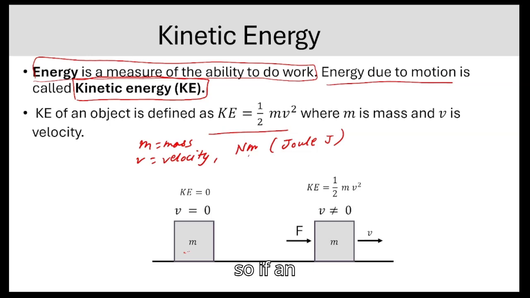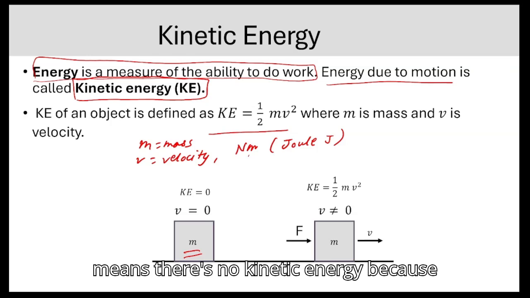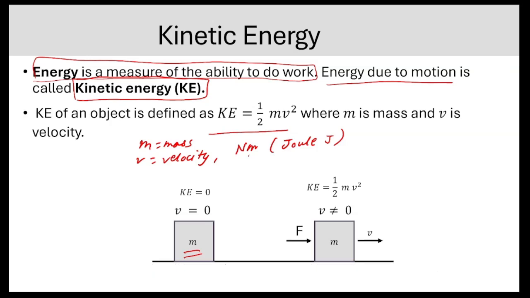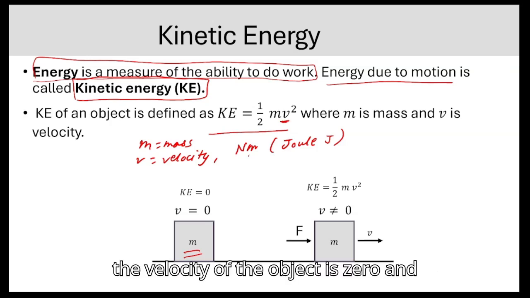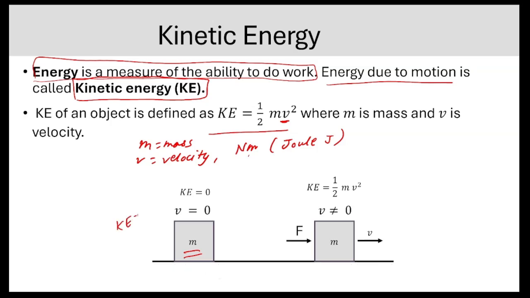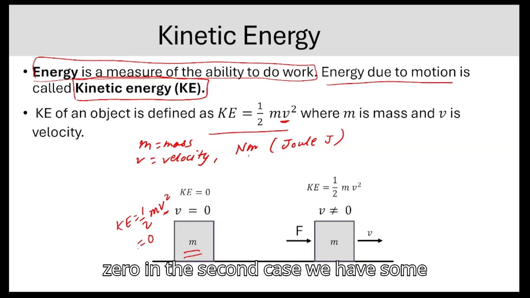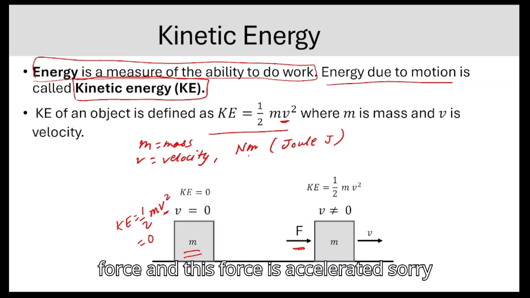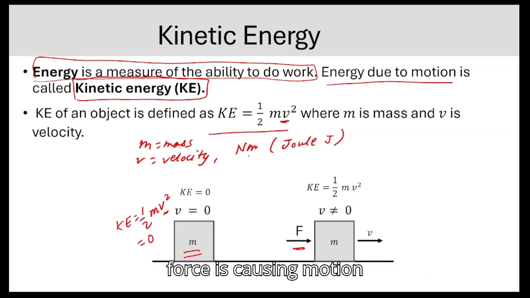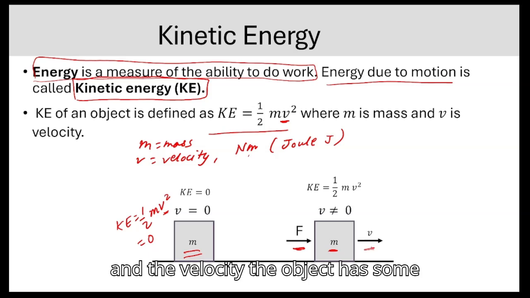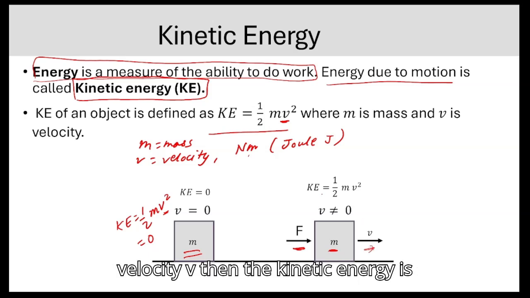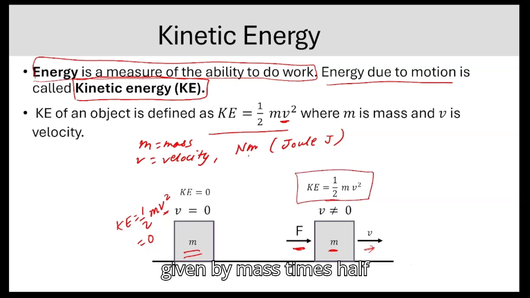And we just defined the kinetic energy as energy due to motion. So if an object is at rest, that means there's no kinetic energy, because the velocity of the object is zero. And if velocity is zero, then kinetic energy is zero. In the second case, we have some force, and this force is causing motion, and the object has some velocity v. Then the kinetic energy is given by half m v squared.